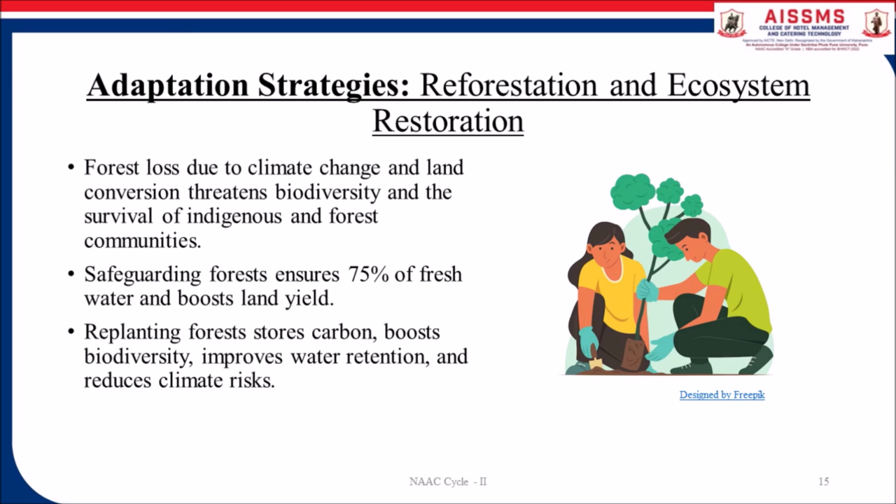Replanting forests and restoring degraded ecosystems not only help in storing and converting carbon dioxide, but also enhance biodiversity. It improves water retention and reduces the vulnerability of communities to climate-related hazards.